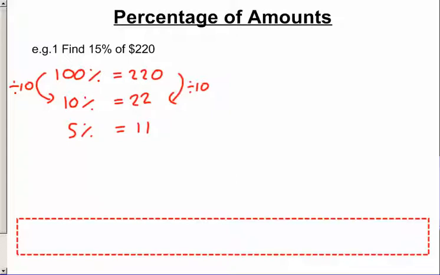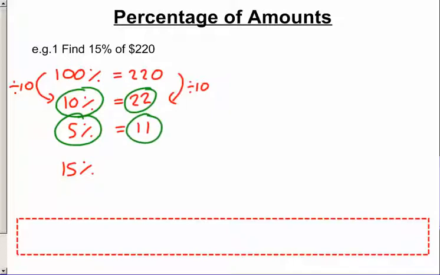Now 15% is what we get when we add 10% to 5%. So we have to add the 22 to the 11. So 15% is going to be $33. So 15% of 220 is $33.